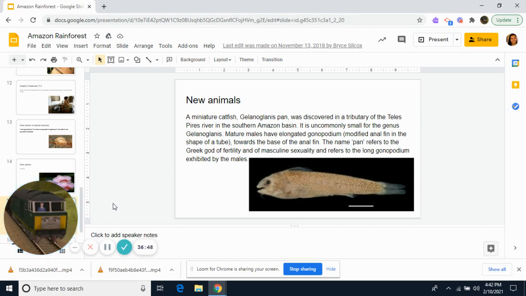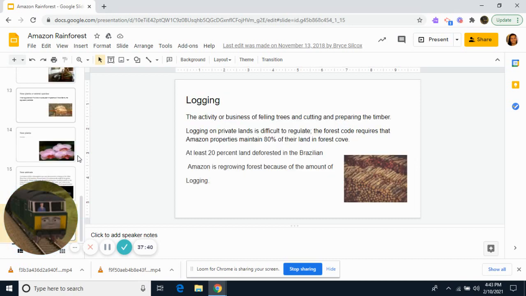Galanus pan was discovered in a tributary of the Teles Pires River in the southern Amazon basin. It is uncommonly small for its genus. I don't know if I'm saying that word right, but mature males have an elongated gonopodium, a modified anal fin in the shape of a tube towards the base of the anal fin. The name Pan refers to the Greek god of fertility and masculine sexuality, and refers to the long gonopodium exhibited by the males. All right, that's the last one.